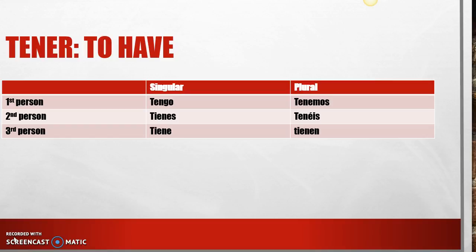The yo form of tener is tengo. The tú form of tener is tienes. The él, ella, usted, or one person's name form of tener is tiene. The nosotras, nosotros, and somebody's name and yo form of tener is tenemos. The vosotros and vosotras form of tener is tenéis. And the ellos, ellas, ustedes, or more than one person's name form of tener is tienen.